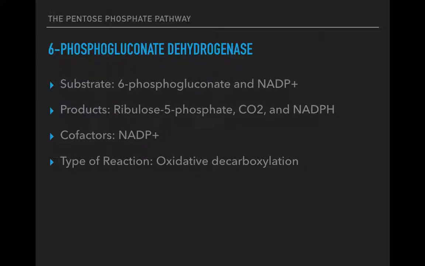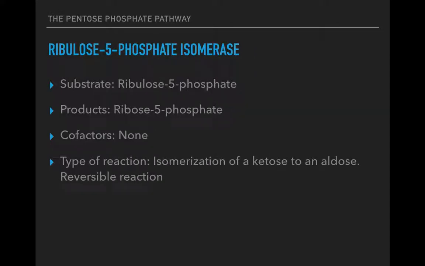6-phosphogluconate dehydrogenase. The substrates are 6-phosphogluconate and NADP+. The products are ribulose 5-phosphate, carbon dioxide, and NADPH. An important cofactor is NAD+, which helps the enzyme activate its active site and bind the substrates. The type of reaction is an oxidative decarboxylation. So those were the three enzymes that were important for the oxidative phase.